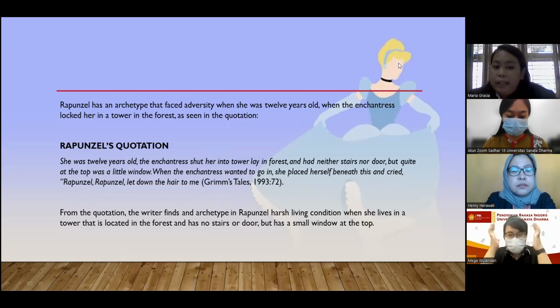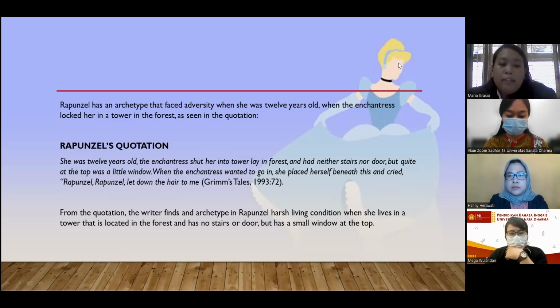Rapunzel has an archetype that faced adversity when she was 12 years old, when the enchantress locked her in a tower in the forest, as in the quotation. She was 12 years old.